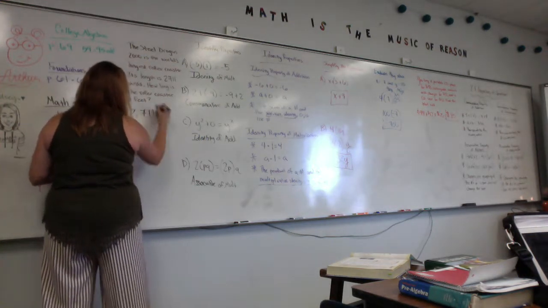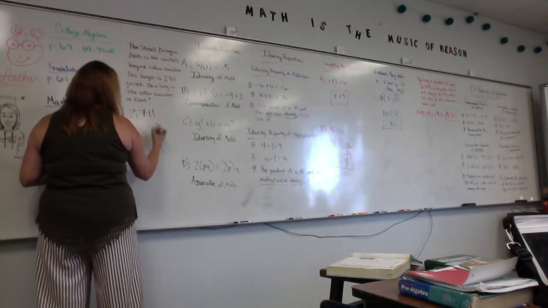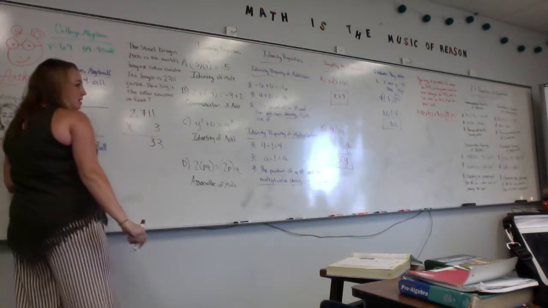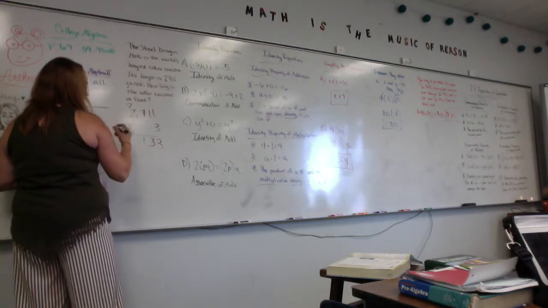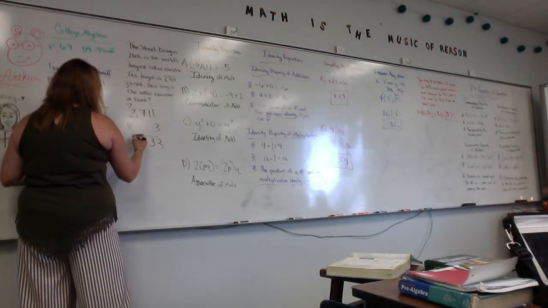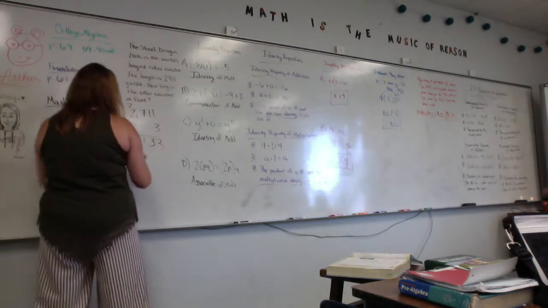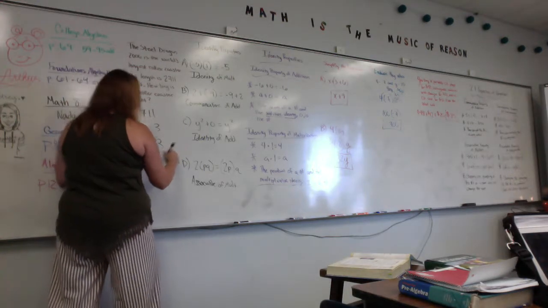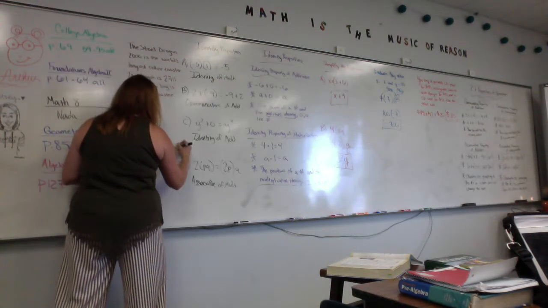This should be easy math. 3 times 1 is 3, 3 times 1 is 3, 3 times 7 is 21, and 3 times 2 is 6, plus 2 is 8. 8,133 feet. Yeah, I got it right.